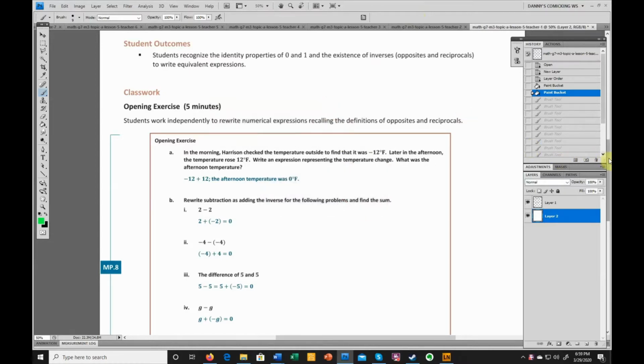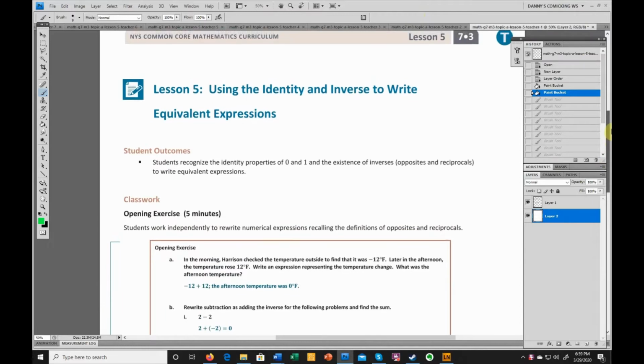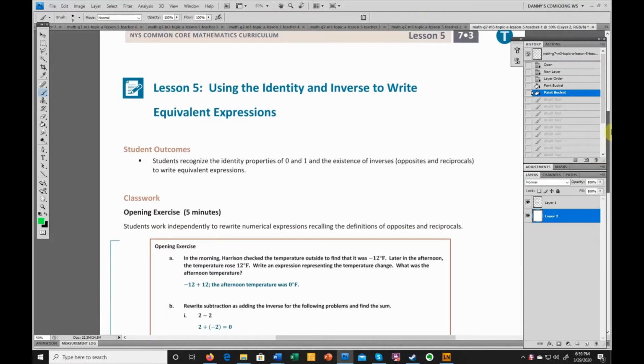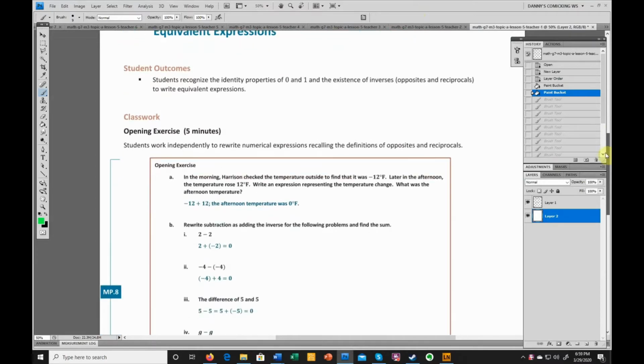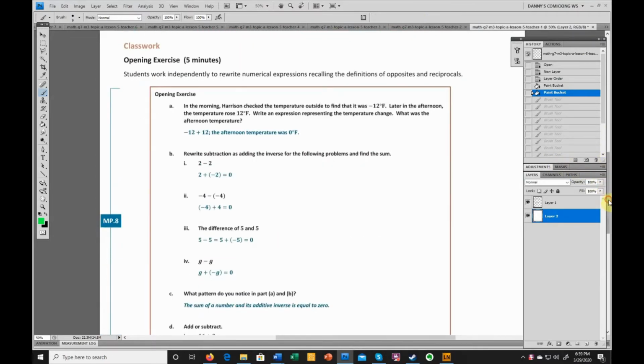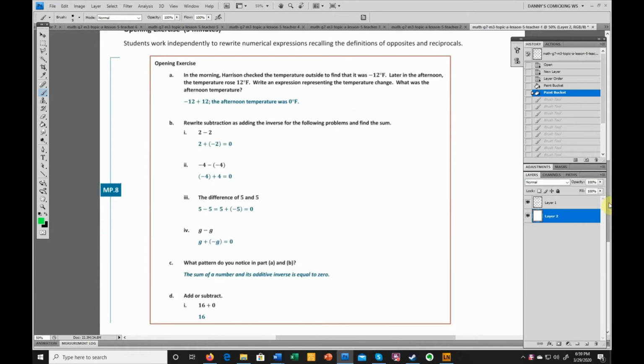We're going to go ahead and start again on lesson 5, using the identity and the inverse to write equivalent expressions. You can take a look at it and see what they did, but basically what they are telling us is that if you add the inverse, you will get 0. So 2 plus minus 2 is 0. Minus 4 minus minus 4, you have 3 minuses, so that flips it around and makes it 0.